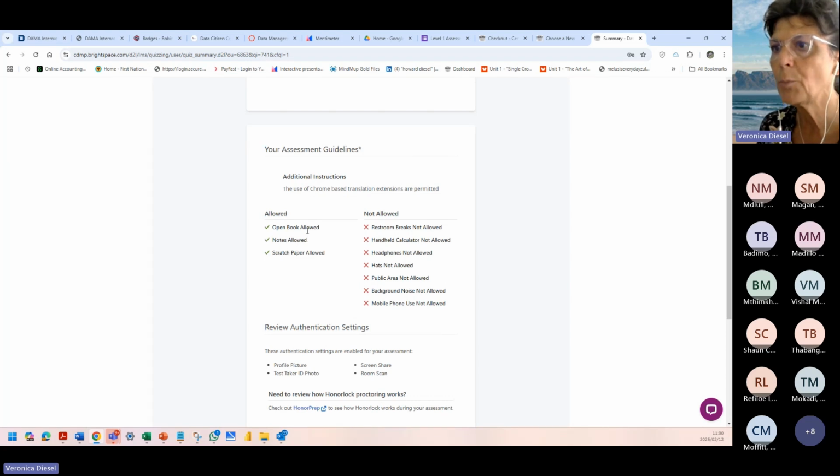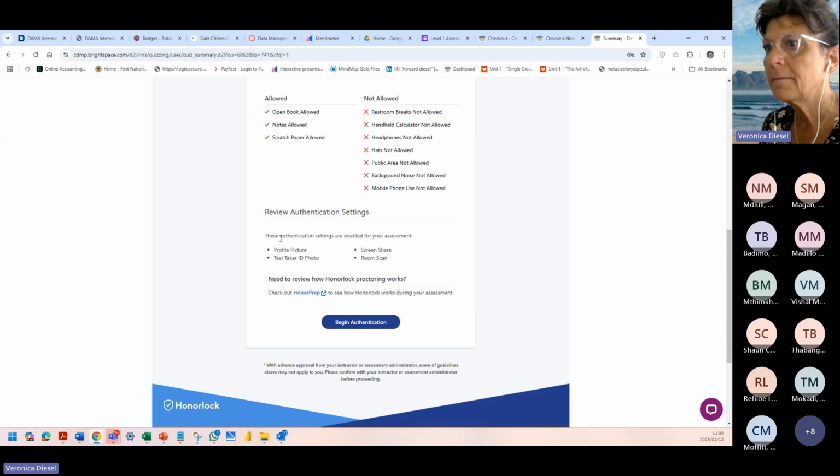This is what's allowed. Open book, notes, scratch paper allowed. So notes, they didn't say handwritten, but perhaps my notes are fine. I've been trying to establish with them whether a printed out summary is fine, but I haven't got a definitive reply. This is what you're not allowed. Headphones, hats are not allowed, but for Muslim ladies, I've got verification that they can wear a hijab. And that's what you need to do.